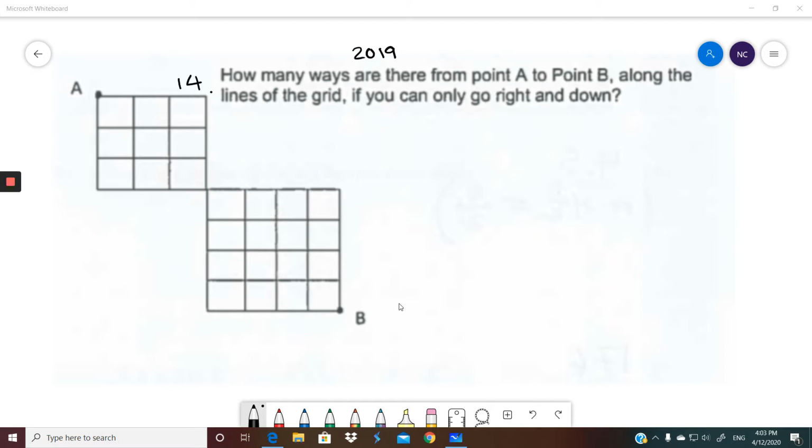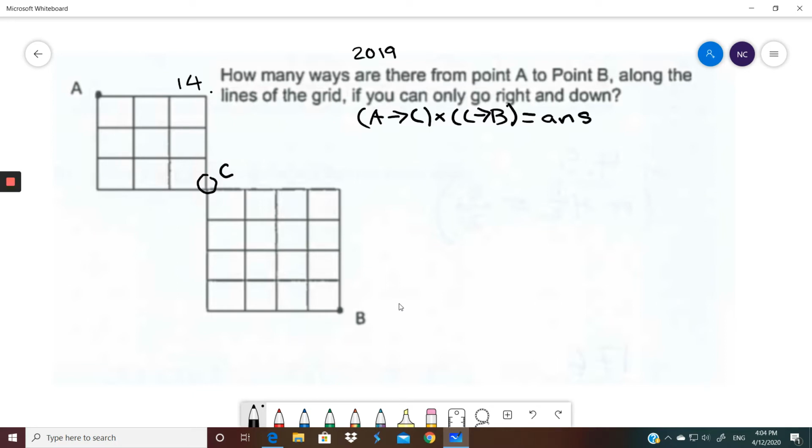So for this type of problem, you want to know how many ways there are to get from A to this point, which we call C, and from C to this point, B. So once we get the number of ways from A to C, we will multiply that with the number of ways to get from C to B, and that will give us our answer.